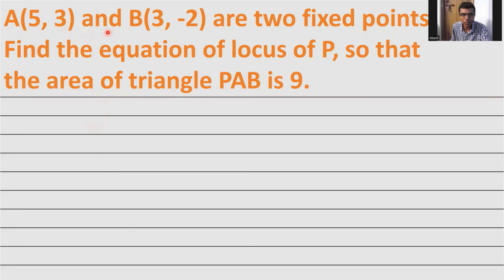Now, here 2 points are given, A and B, and we need to find the equation of the locus of P. The standard statement: let P(h, k) be any point on the locus.